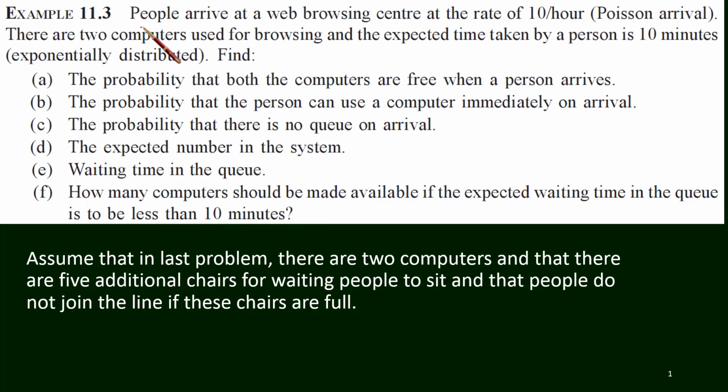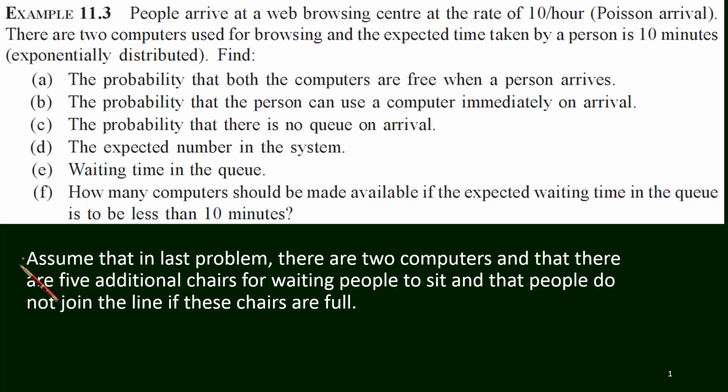So this is a problem where it is written the arrival is at the rate of 10 per hour and service takes 10 minutes. So obviously the service rate is 6 per hour, and two computers are used for browsing. That means it is a multiple server model we have discussed, and infinite queue length.